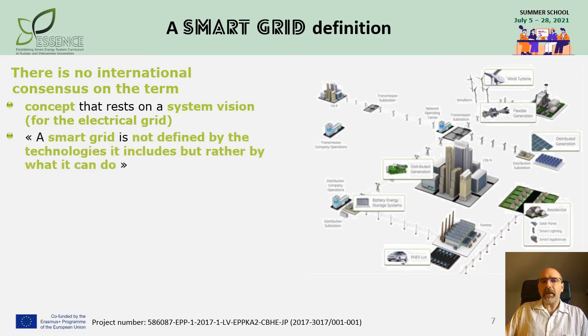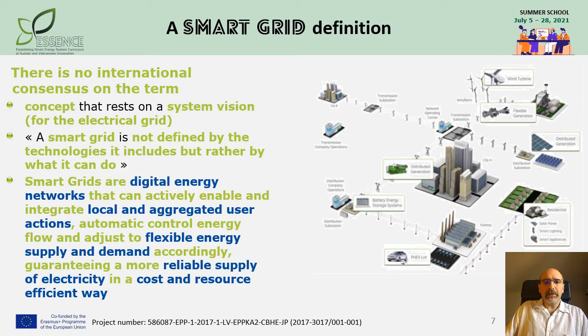Second, very important, a smart grid is not defined by the technologies that are embedded, but rather by what it can do. And so what we want to have is a digital energy network that can actively enable and integrate local and aggregated user actions, but as well automatically control energy flows to adjust, for instance, flexible energy supply and demand accordingly, while trying to guarantee a more, and this sentence is very important, reliable supply of electricity in a cost and resource efficient way.